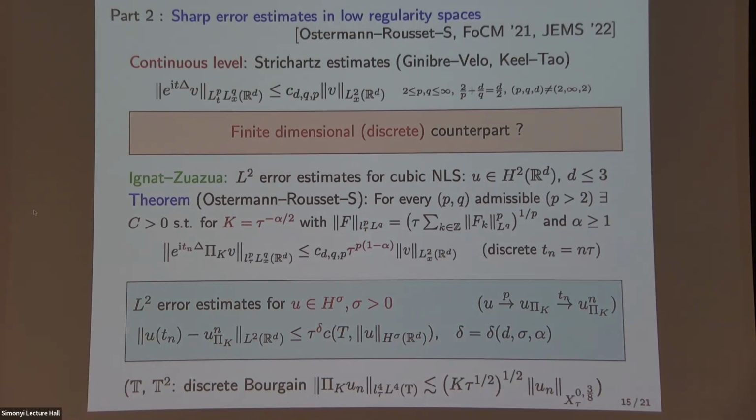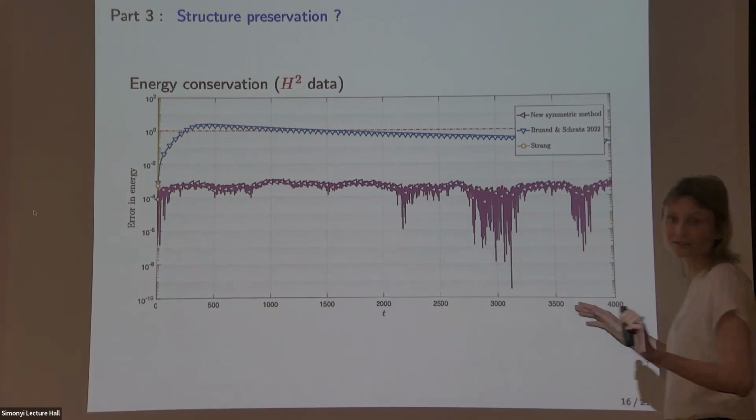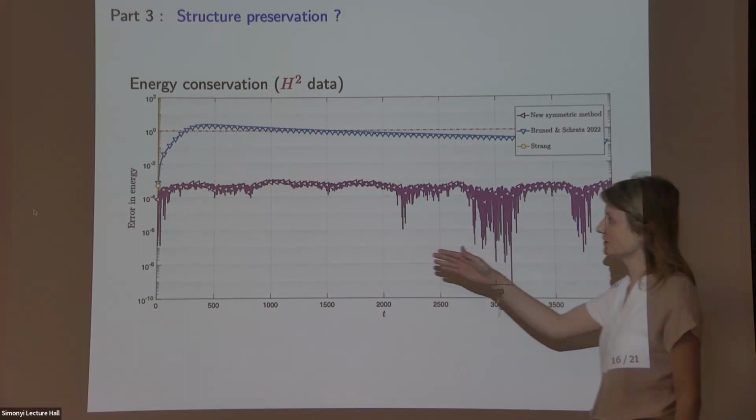So for instance, here we have the cubic NLS equation. And what we know, of course, is that we have an energy in the system. And now the question is, in how far does my numerical scheme preserve this energy? So what we see is time, and here time is really large, for numeric standards at least. And then what we see is the error in the energy for different methods.